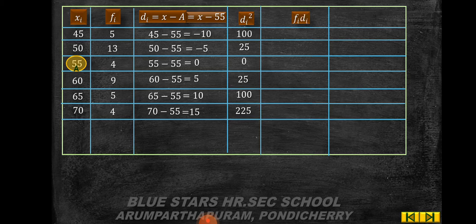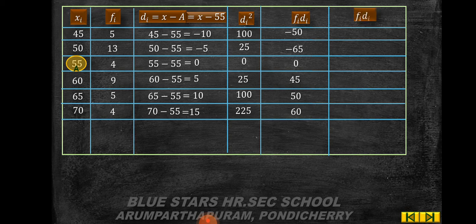Next, you have to find fi di. So, fi into di. 5 into minus 10 is minus 50. 13 into minus 5 is minus 65. 4 into 0 is 0. 9 5s are 45. 5 10s are 50. 4 into 15 is 60.